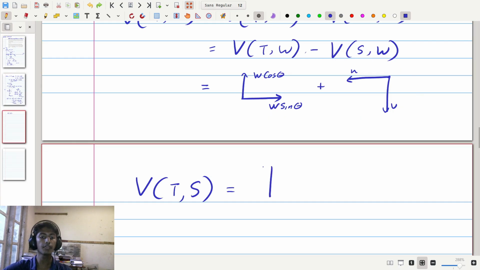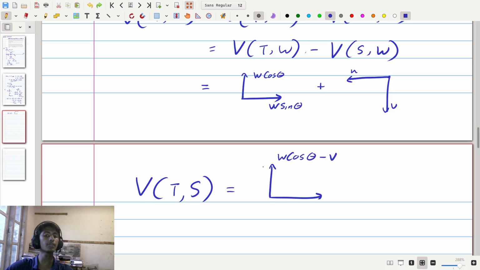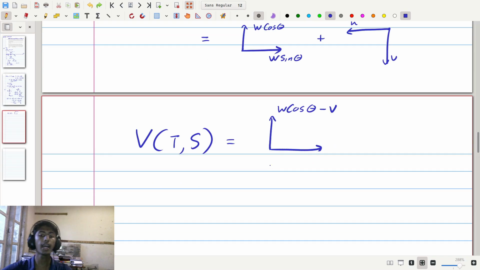The vertical component is the sum of the vertical components of these two vectors: w cosine theta, and v downward, which is minus v upward. Therefore in the upward direction we have w cosine theta minus v. In the horizontal direction, we have w sine theta here, but we have u in the leftward direction, so in the rightward direction we have negative u. Due to this, we have w sine theta minus u. So this is the velocity of the torpedo relative to the ship.